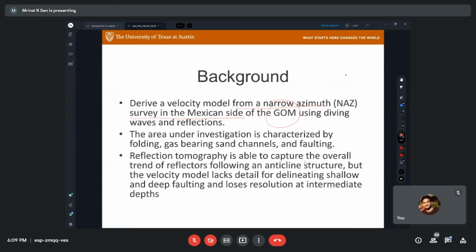And this area is characterized by folding, gas-bearing sand channels, and faulting. Whenever you start a project in the industry, there'll always be some geologic objective as to why you're doing this, and you'll have some ancillary information from that area. Now this area, they knew that this is characterized by folding, this has some gas-bearing sand channels, and there are some faults. The reflection tomography, which I talked about earlier, was able to capture the overall trend of the reflectors, but the details were missing, and that's where we really need FWI.